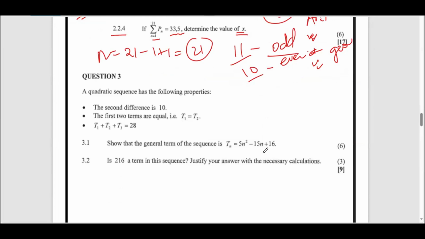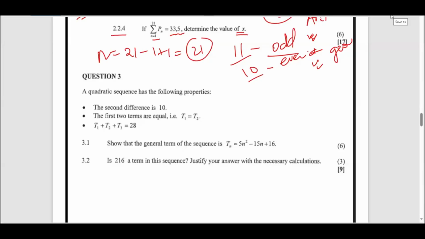Let's look at question 3. Question 3. All right, question number 3 of this worksheet. They're telling us that in a quadratic sequence, we have the following properties. The second difference is 10. Okay. The first two terms are the same. Okay. And then T1, T2, and T3 are basically 28.